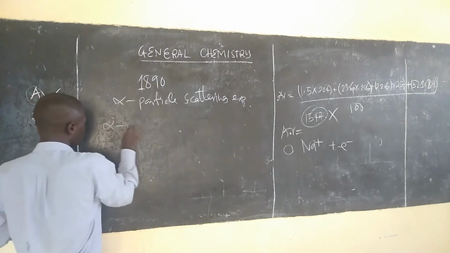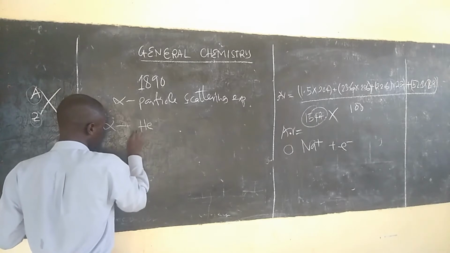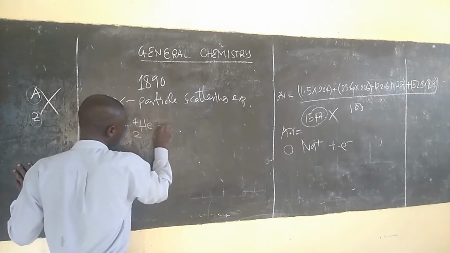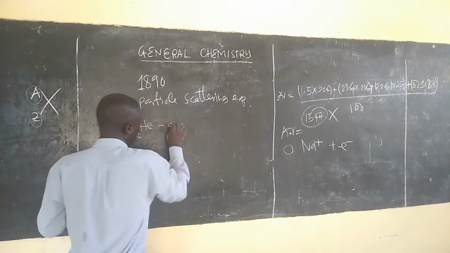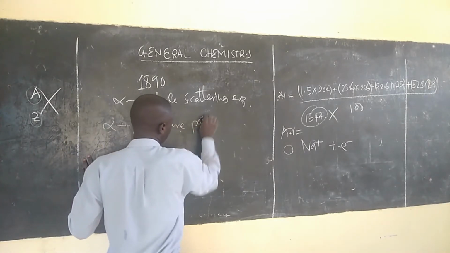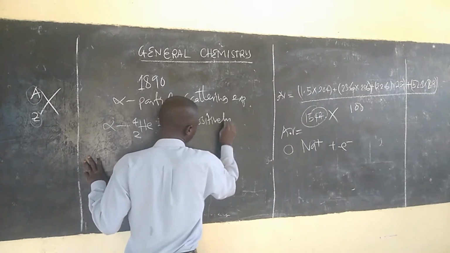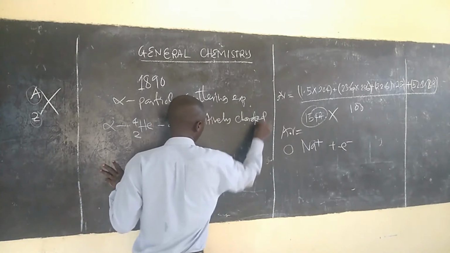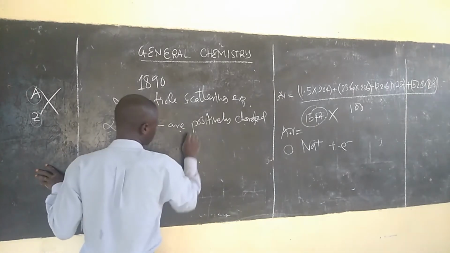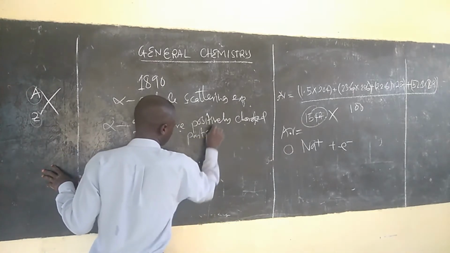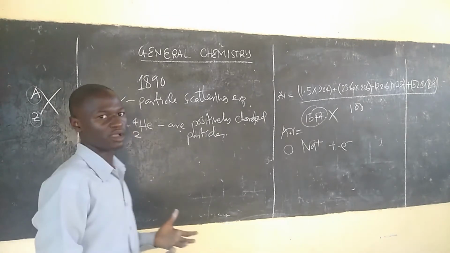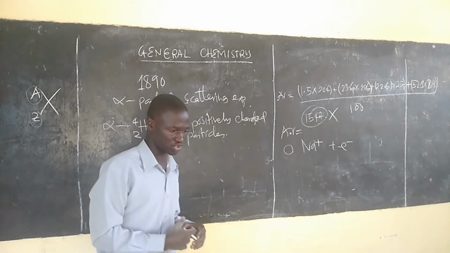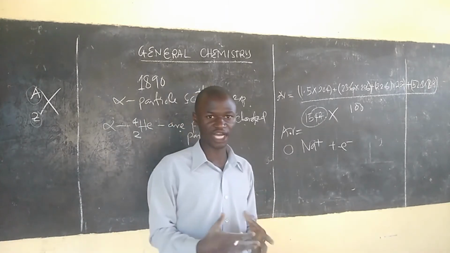Alpha particles are made up of helium-2, 4, and they are positively charged particles. So the alpha particles are positively charged particles. Now, let's see what Rutherford did.